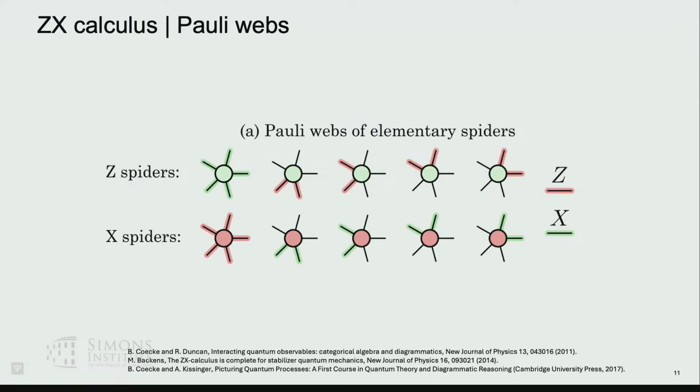And the other really important aspect of this notation that's going to be helpful for us for fault tolerance is what's referred to as Pauli webs. You can see in these pictures these colored lines. So in the top row is a Z spider and a series of these colored lines that are basically representing the stabilizers of that state.